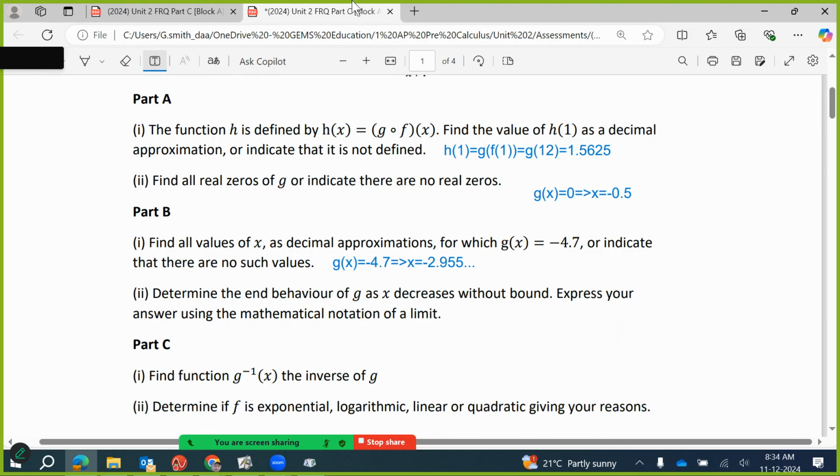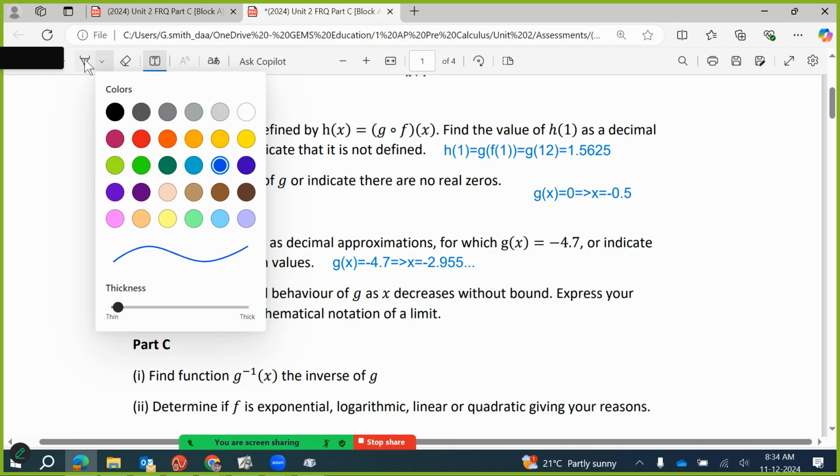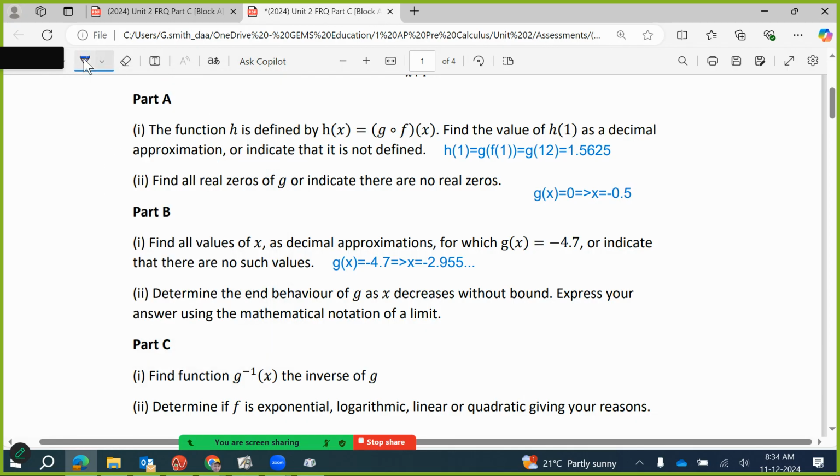Okay, determine the end behavior. Express this using mathematical limit notation. So the important thing on this one is to read the question carefully. What type of pens do I have? Do I have a highlighter pen? So the important thing on this one is as x decreases without bound. So this means we need the limit as x is going backwards.